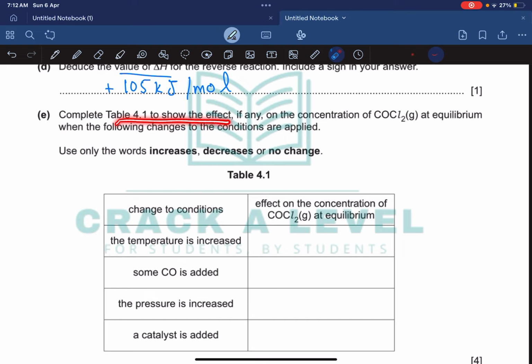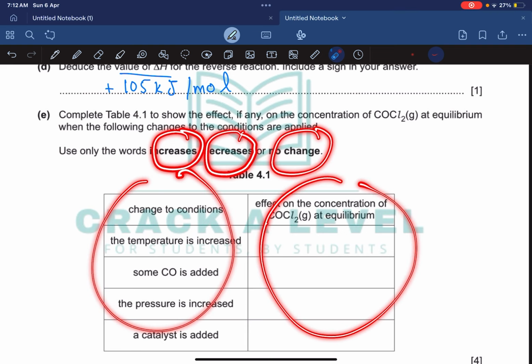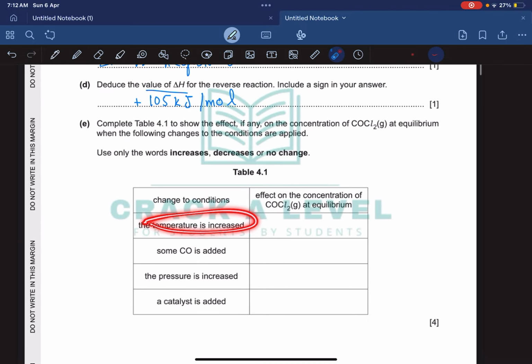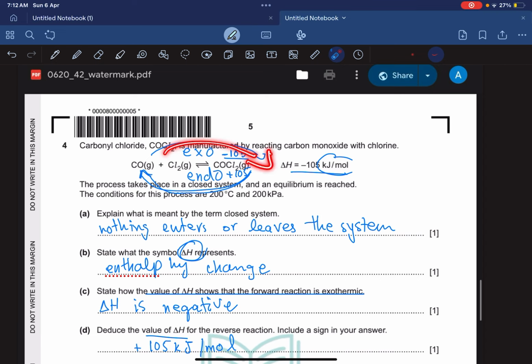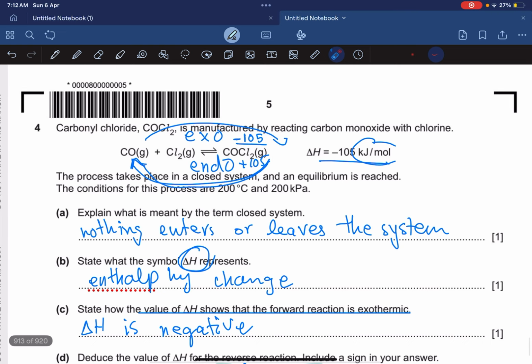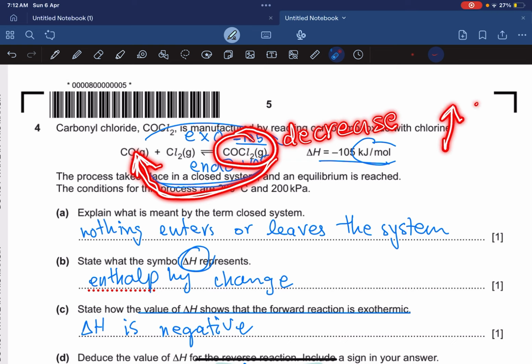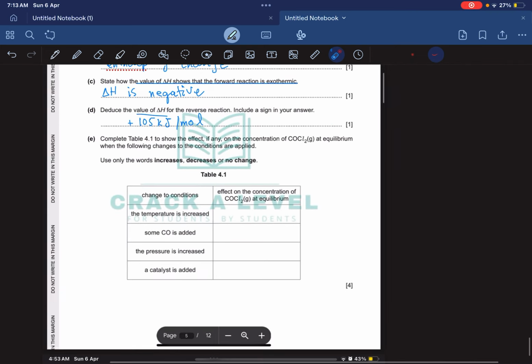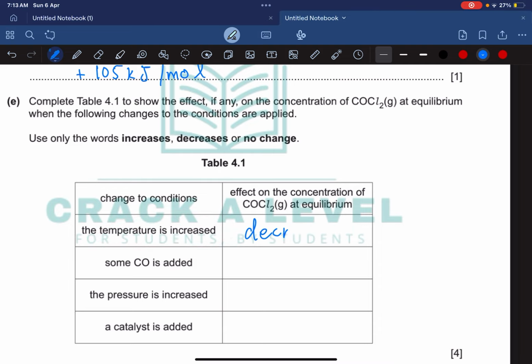Complete table 4.1 to show the effect, if any, on the concentration of carbonyl chloride at the equilibrium when the following changes to the conditions are applied. Use only the words increases, decreases, or no change. We have to write what will happen to the concentration of carbonyl chloride at equilibrium. Temperature is increased. Now, the forward reaction is exothermic. So if you increase the temperature, understand that whatever you do to the equilibrium, it tries to reverse it. So if you increase the temperature, equilibrium tries to decrease it. And how will equilibrium do that? By doing the endothermic reaction. So when the endothermic backward reaction happens, the carbonyl chloride will decrease. In order to decrease the temperature, obviously it's going to do the endothermic part. And when equilibrium moves backward, your carbonyl chloride decreases. So when the temperature is increased, the carbonyl chloride decreases.